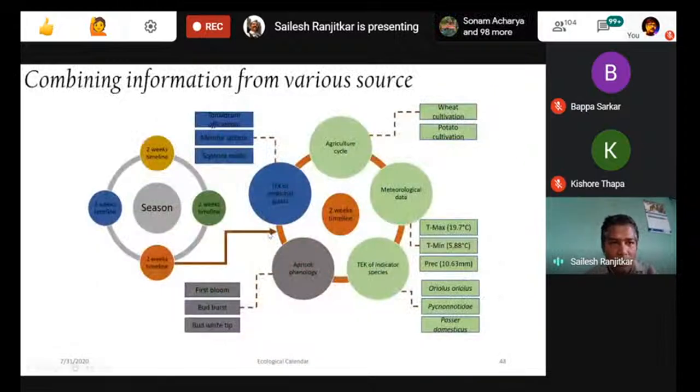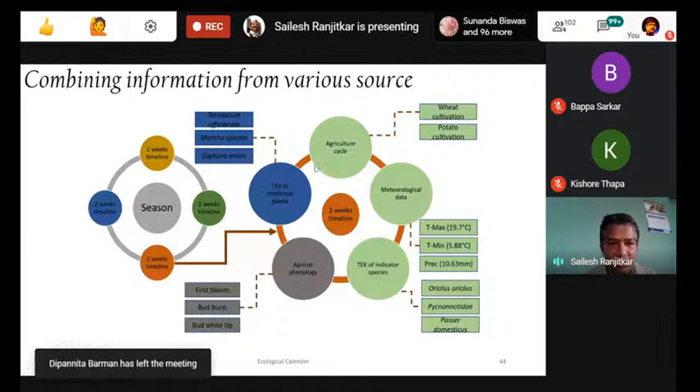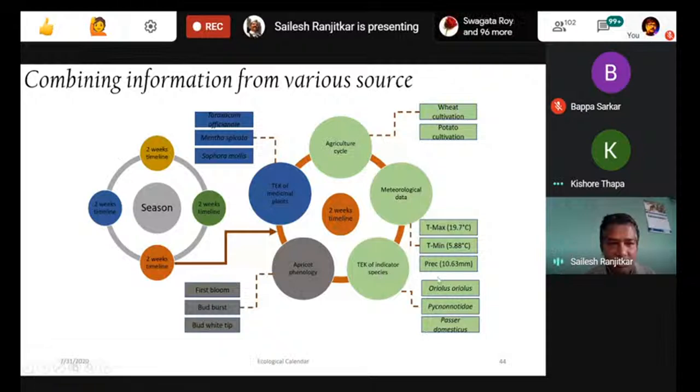So how do we combine this? In computer software, we can combine this information within a certain time period, to see how changes occur. Let's say within a two-week timeline, what kind of events are happening and what kind of knowledge we got from local people could fit. The agriculture cycle could fit there. The meteorological cycle or meteorological data can be incorporated. Indicator species are included.